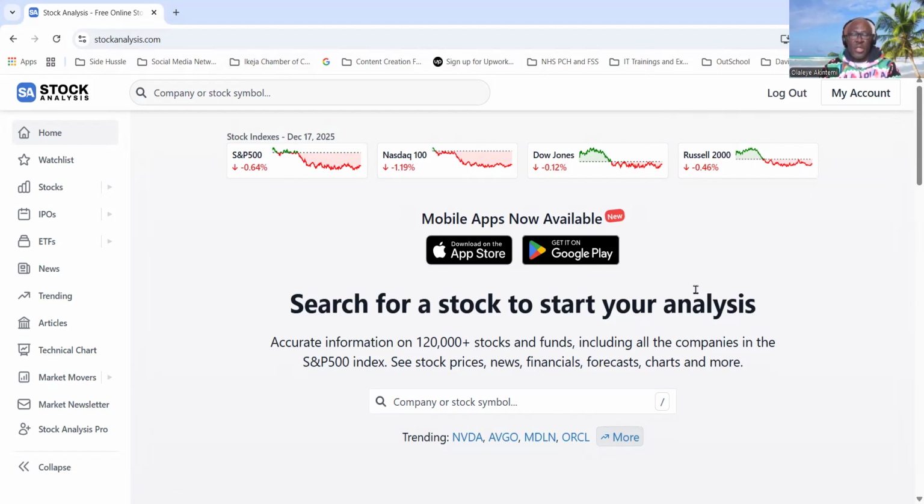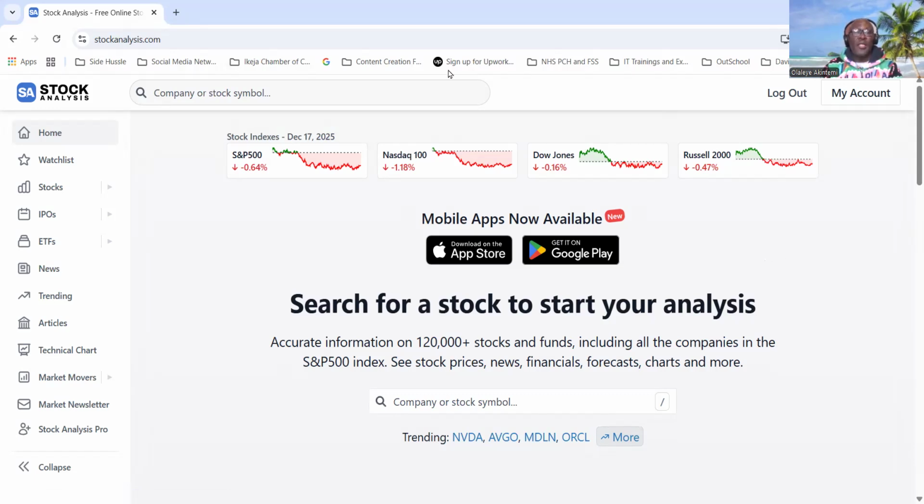So once you've got into this website, I will encourage you to register to use the website. The registration is free, though they have a paid version, but you don't have to register for the paid version. You don't have to pay any subscription. Just do your free registration, use the tool as normal. And you can also download the app.